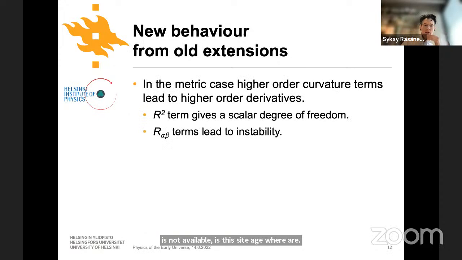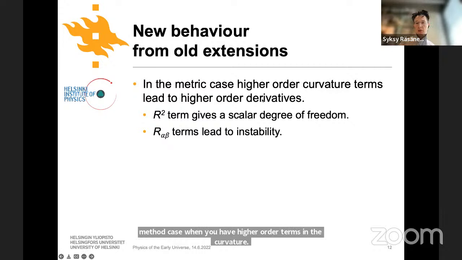If we restrict ourselves to dimension four, you also have the square of the Ricci scalar, the square of the Ricci tensor, and the square of the Weyl tensor. And in the metric case, these are also generated by quantum corrections. And you have the trace anomaly, which is generated by quantum corrections. And in the metric case, when you have higher order terms in the curvature, this leads to equations of motion that are higher order in derivatives.